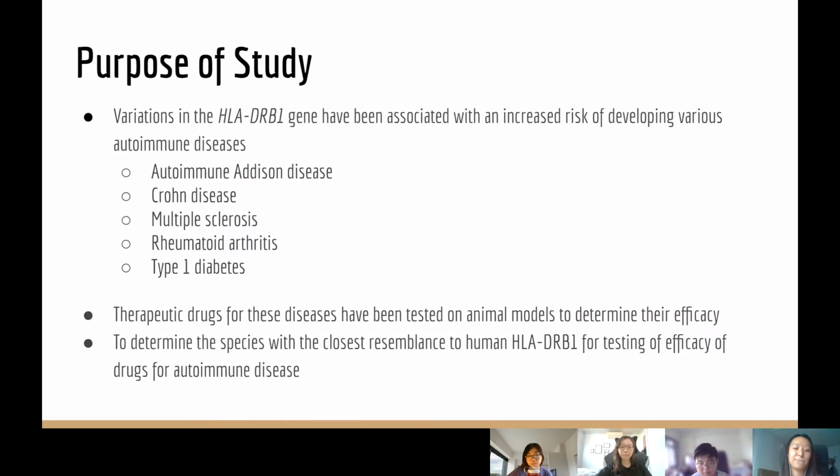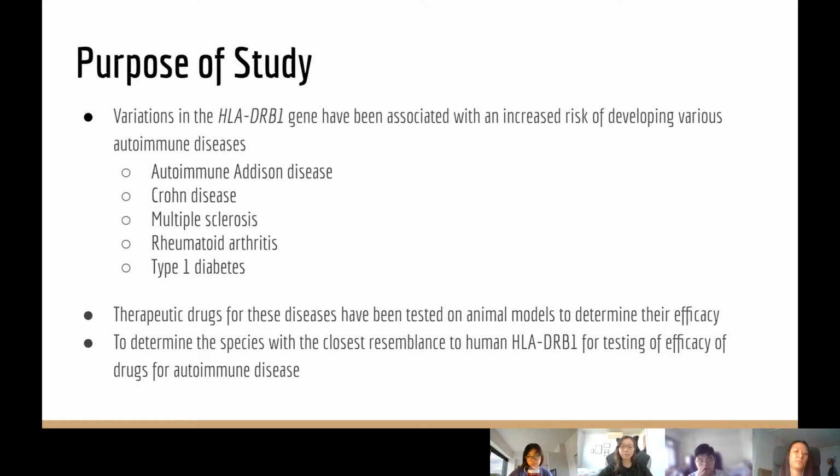So what's the purpose of our study? The variation in HLA-DRB1 gene have been associated with an increased risk of developing various autoimmune diseases such as Crohn's disease, rheumatoid arthritis, and type 1 diabetes. This could be due to the numerous mutation sites and the multiple natural variation of HLA-DRB1. These would translate into altered proteins, resulting in the immune system targeting what they deem to be foreign and ultimately giving rise to autoimmune diseases.